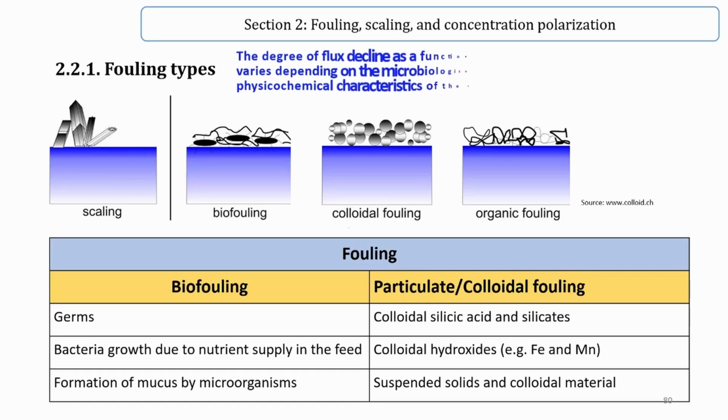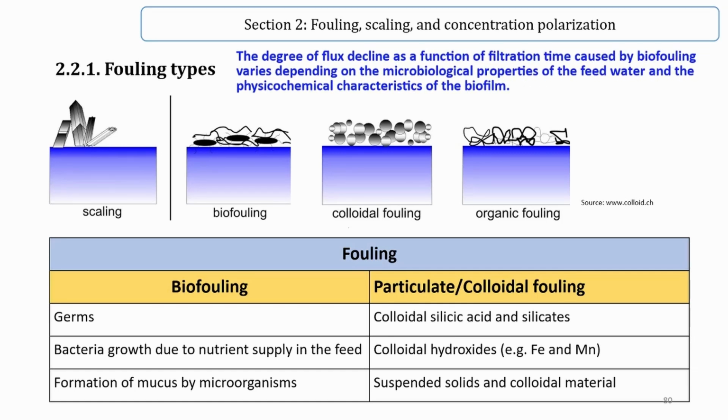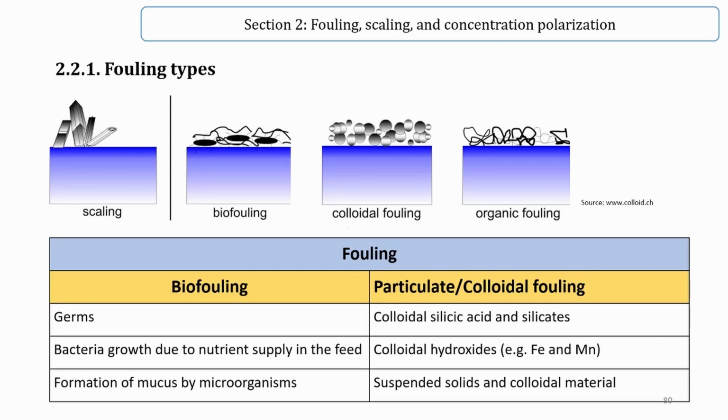The degree of flux decline as a function of filtration time caused by biofouling varies depending on the microbiological properties of the feedwater and the physicochemical characteristics of the biofilm. Generally, the flux tends to decline at a fast rate at the early stage of biofilm due to the early attachment and growth of microorganisms.